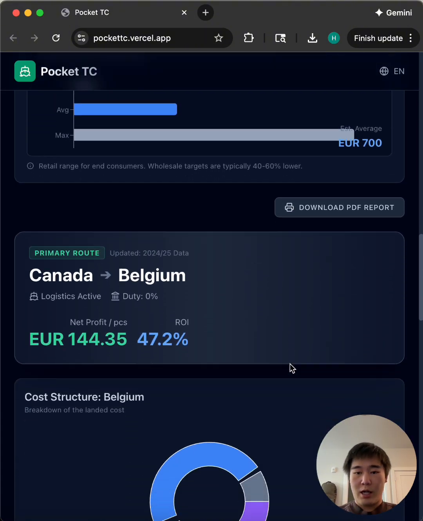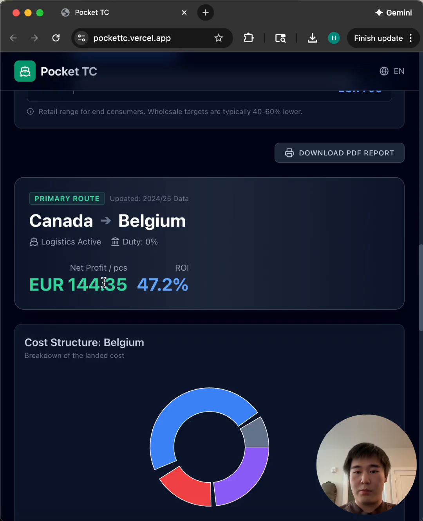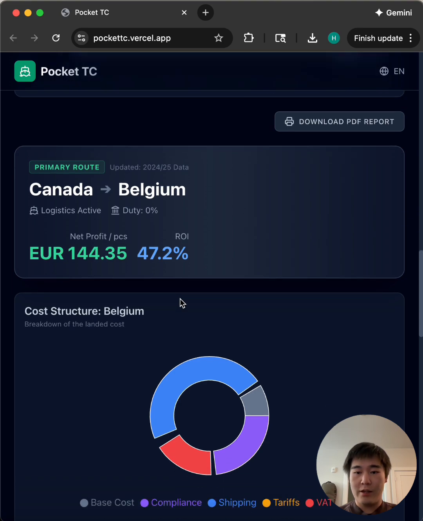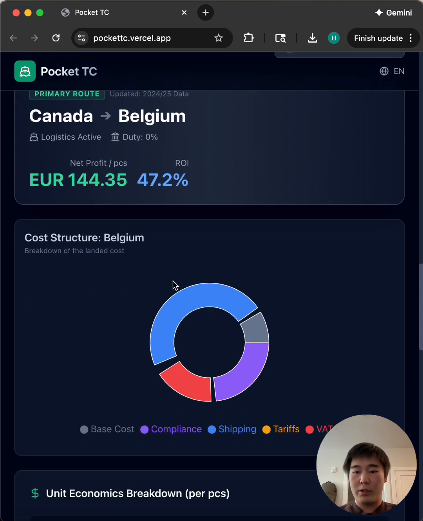And as we scroll down, we see the profit is approximately $144 in Europe, and the return on investment is 47%. So it gives people an approximate number of how much they're going to make, in terms of percentage and in terms of real numbers.